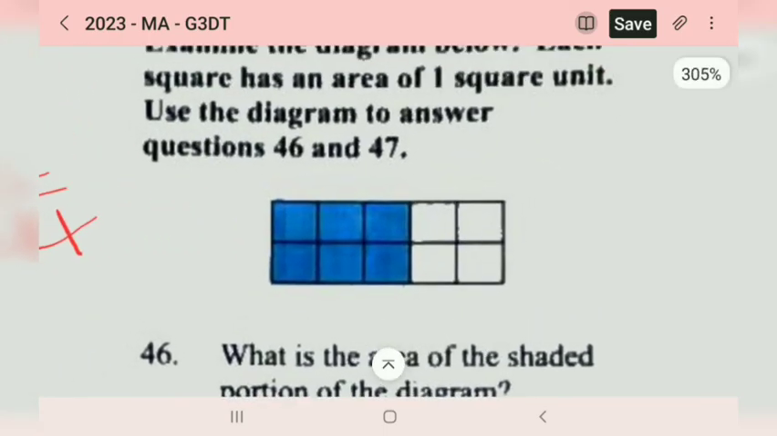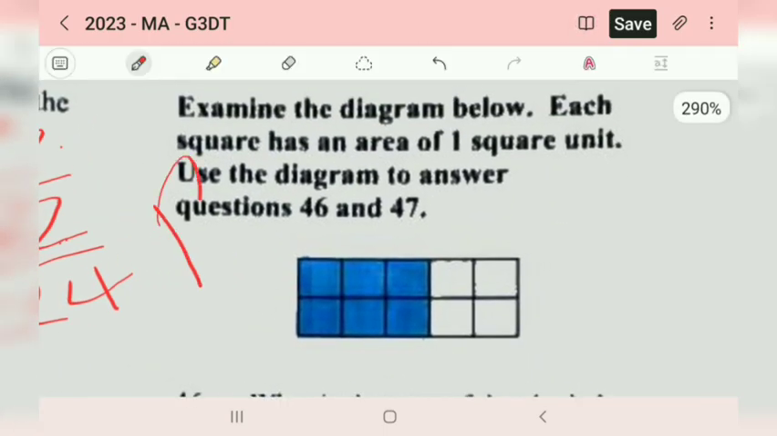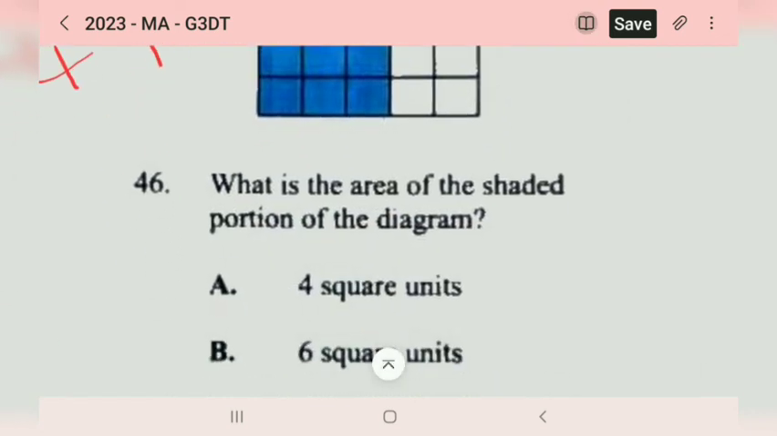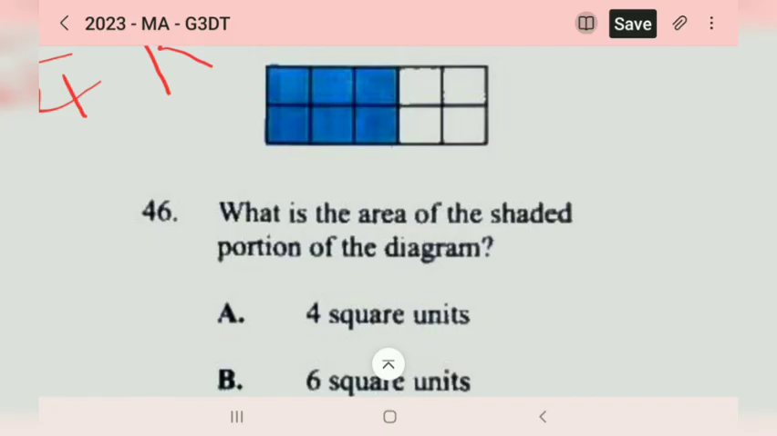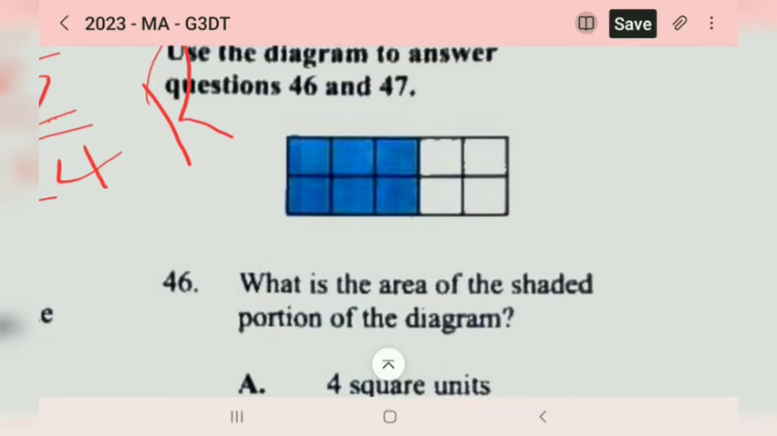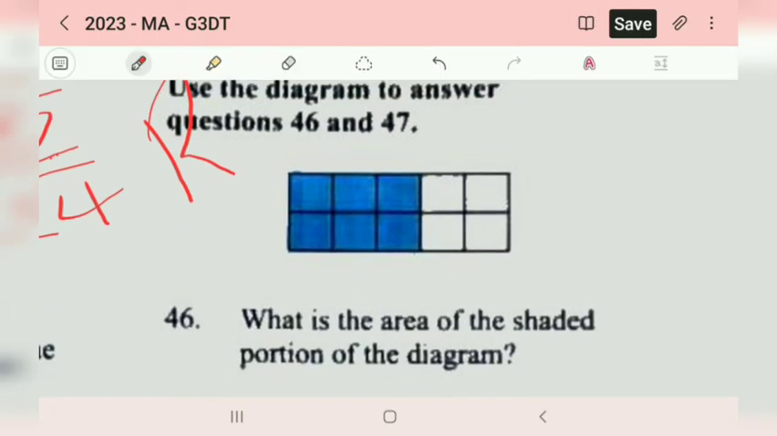Oh, this one is a repeat. A big fat repeat over here. Alright. Examine the diagram below. Each square has an area of 1 square unit. Use the diagram to answer questions 46 and 47. This one is a big repeat. What is the area of the shaded portion of the diagram? Area of the shaded portion.